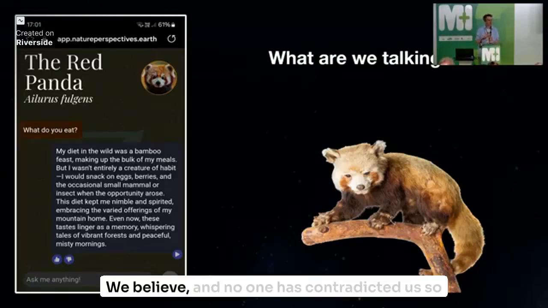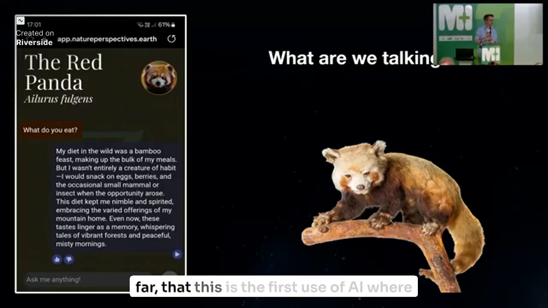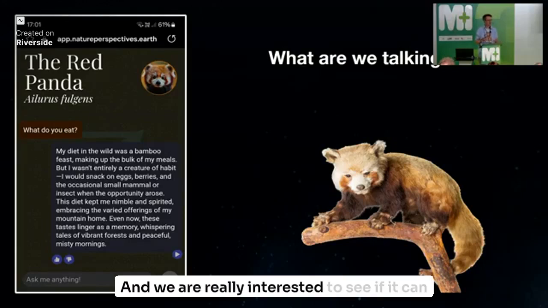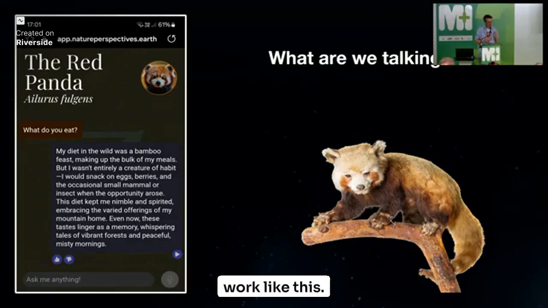We believe, and no one has contradicted us so far, that this is the first use of AI where visitors can talk to an object from the object's point of view. I'm sure it won't be the last. This is an experiment. As I said, we started it as a pilot, and we are really interested to see if it can work like this.